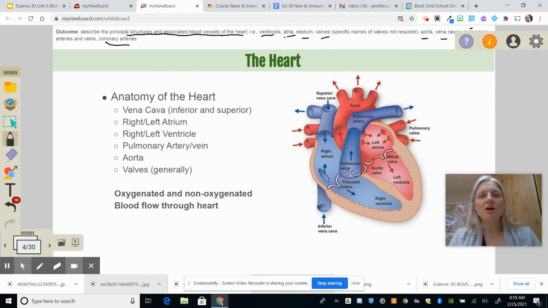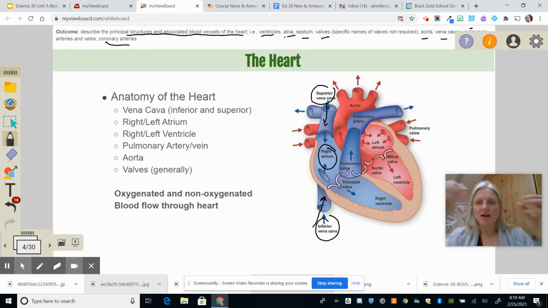So anatomy of the heart, you've got your superior and inferior vena cavas collecting all the deoxygenated blood, that's why it's blue, from the body, going into the right atrium. When the right atrium and left atrium contract, it's being pushed through a valve. So there is a valve there between the atrium and ventricles into the right ventricle. When the ventricles contract, that blood is pushed through another valve. So there is another valve between the ventricle and the artery.